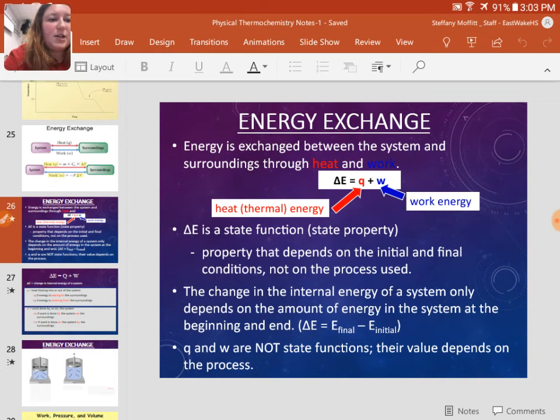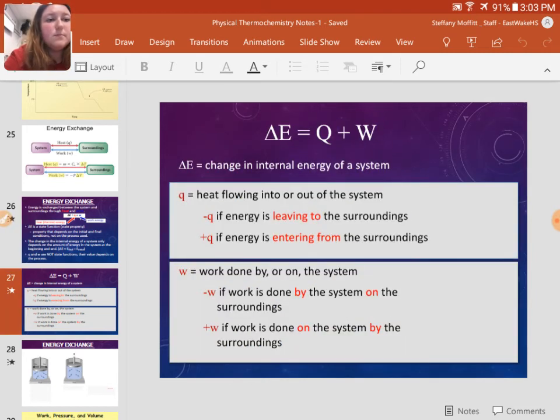The change in energy does not depend on how you got there. It just depends on what you started with and how you're finishing. The change in the internal energy of the system only depends on the amount of energy in the system at the beginning and at the end. That's it. Q and W do depend on how you get there. So delta E is going to equal Q plus W. Delta E is the change in the internal energy of a system.